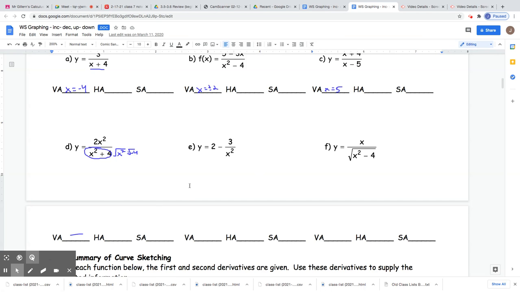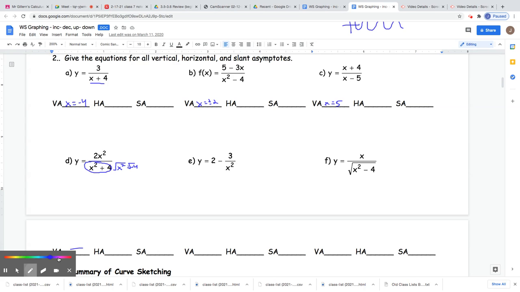To do the horizontal or the slant, that's just like what we did above. You're looking at the degree. The degree in this one, larger on the bottom, automatically y equals 0. There is no slant. Make sure you just put a slash there. Here, larger on the bottom, y equals 0. Just put a slash. Here, the degree is 1 on top, 1 on the bottom, which means there's no slant. We take the leading coefficient, which is 1 over 1, which is 1. All right, and then you just go through and do those.